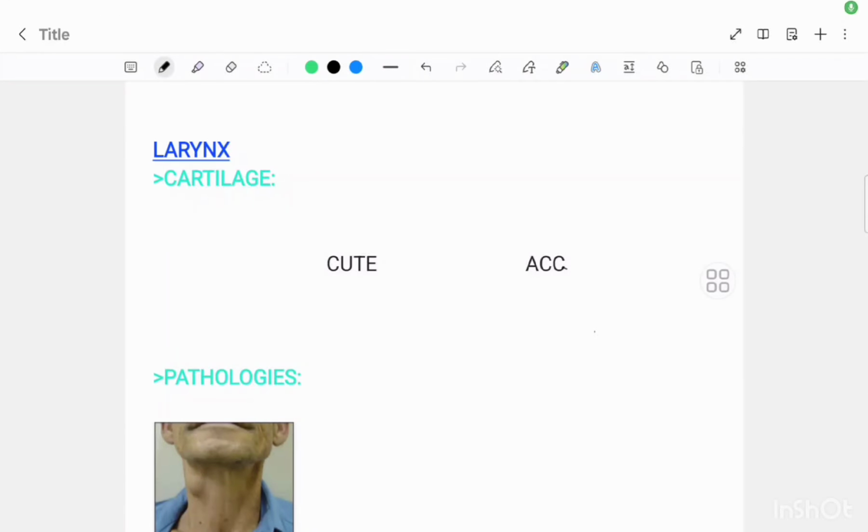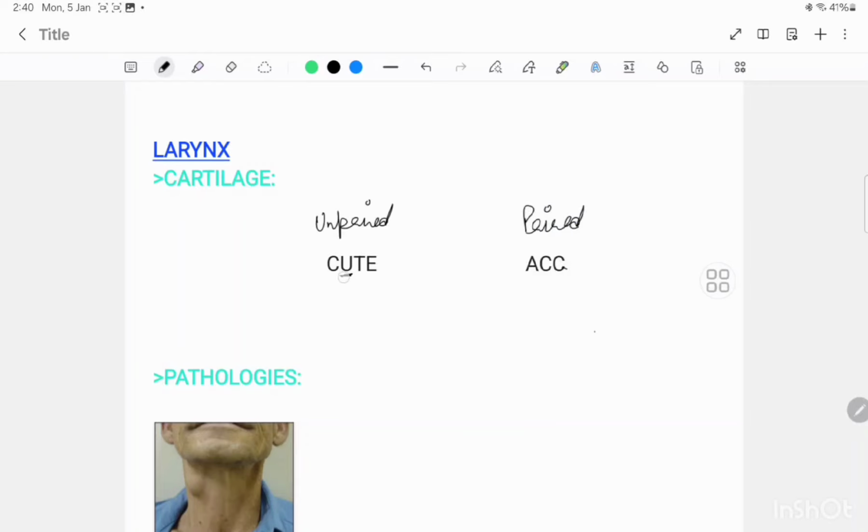Hello everyone. Today we are going to read larynx. So in larynx we have certain cartilages, paired and unpaired cartilages. CUTE is the mnemonic for unpaired cartilage, and ACC is the mnemonic for paired cartilages.